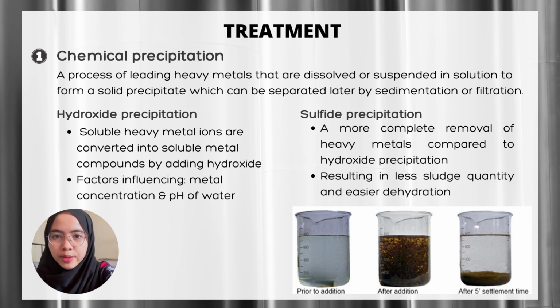Hydroxide precipitation can be referred to as a process of converting heavy metal ions to heavy metal compounds by the addition of hydroxide. However, the precipitation process can be affected by the metal concentration and also the pH of water. For sulfide precipitation, it has a more complete removal of heavy metals compared to hydroxide precipitation, and it also results in less sludge quantity and easier dehydration.